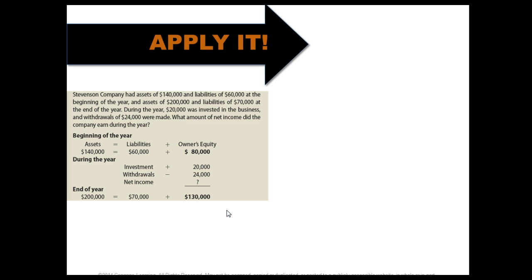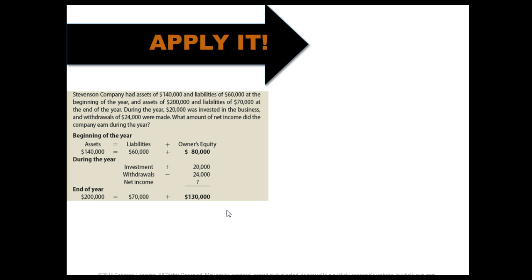Think again. You're just not adding right, but you're making it harder than it needs to be. I'm adding them all. Okay, working our way through. 80 plus 20 minus 24. What do we need to fill in to equal 130? 76,000. Do you guys see how you can figure out what the net income was?